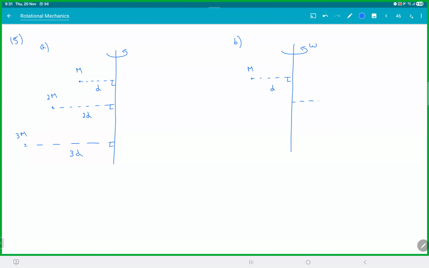It's an easy one, but I want to make a point here. Let's say this distance is 2d. Find the moment of inertia. Yeah, it's an easy one.